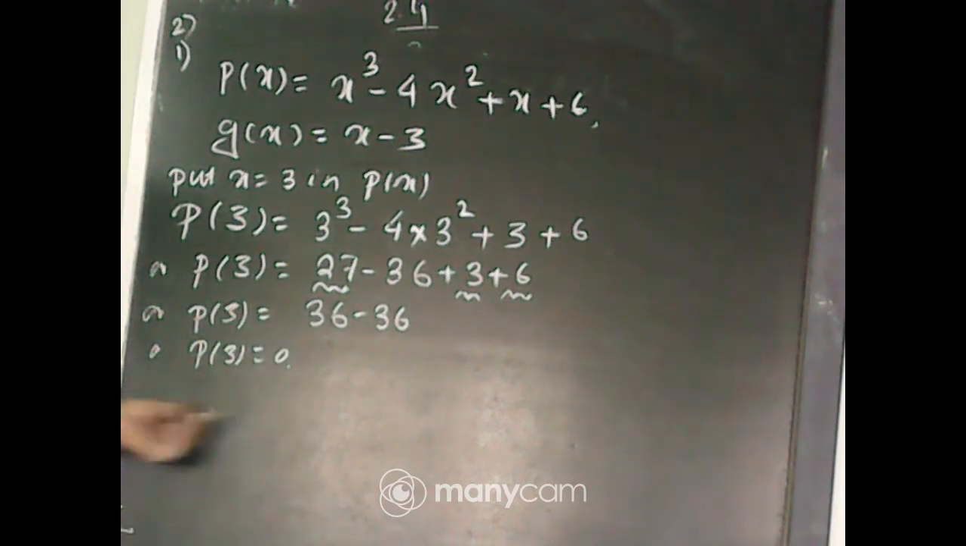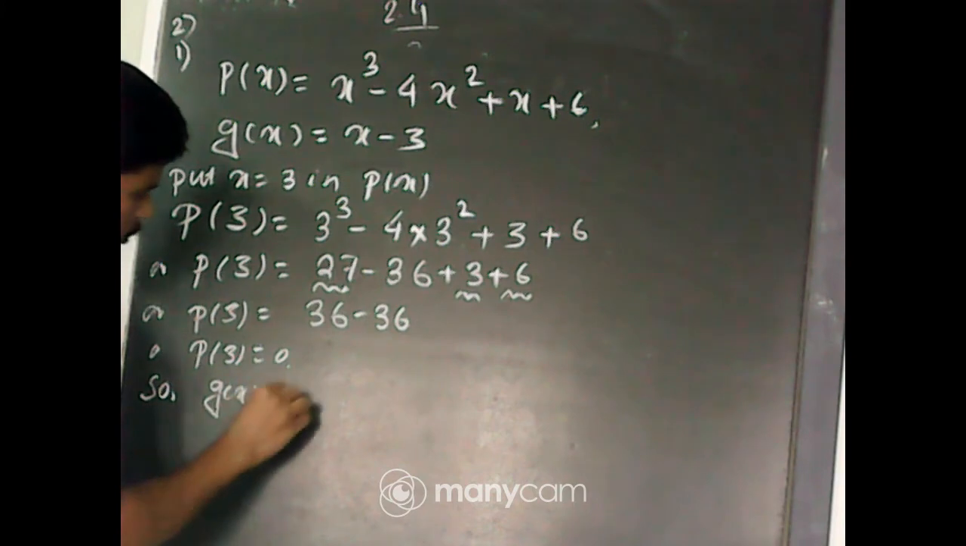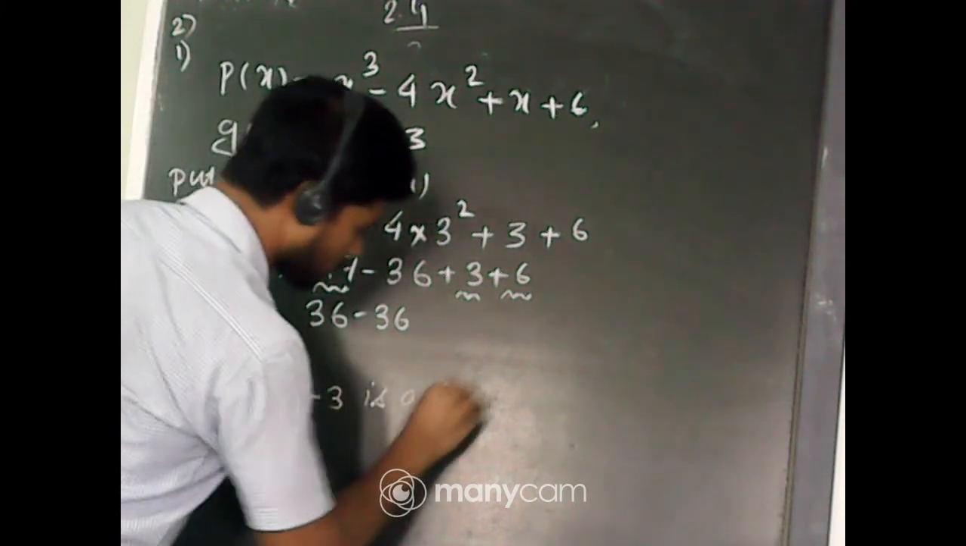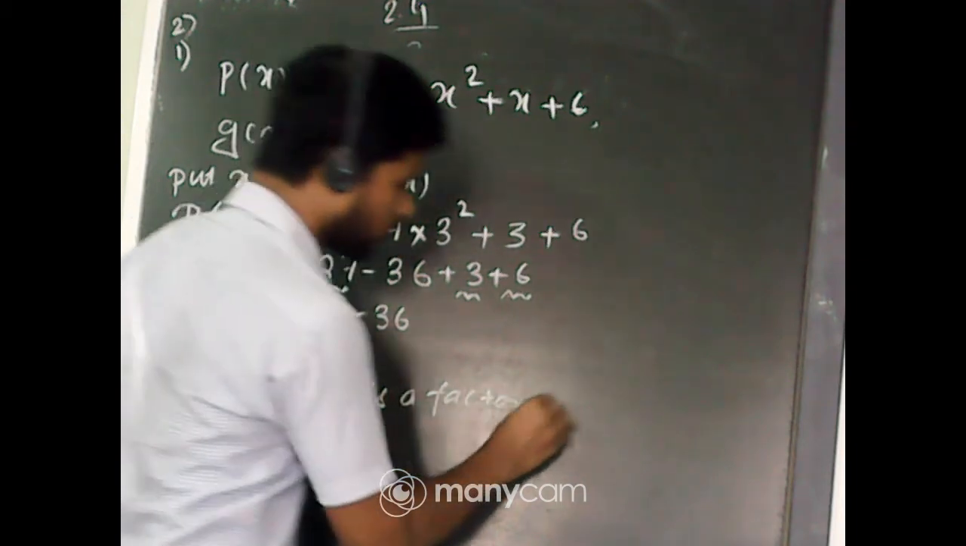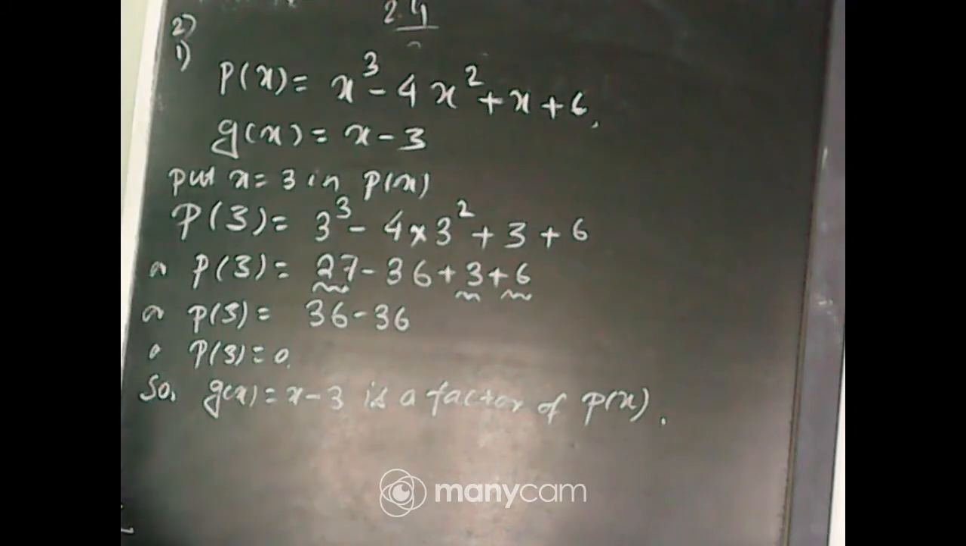So as p of 3 is equal to 0, g of x, that is x minus 3, is a factor of p of x. So g of x is a factor of p of x, and hence proved.